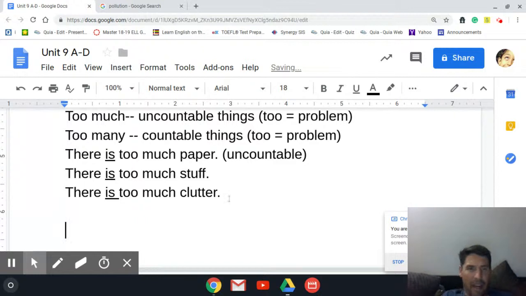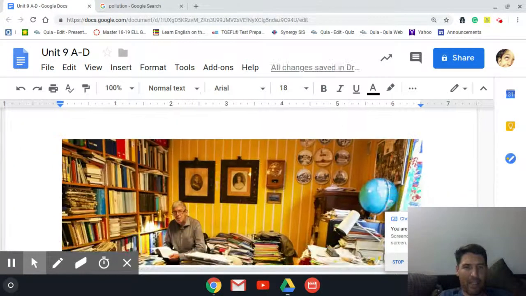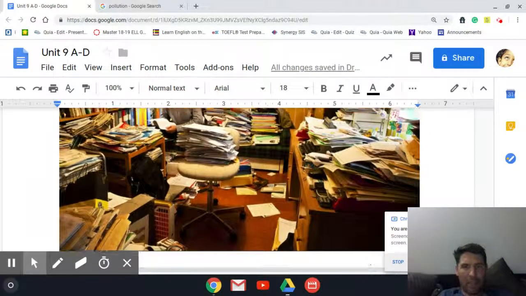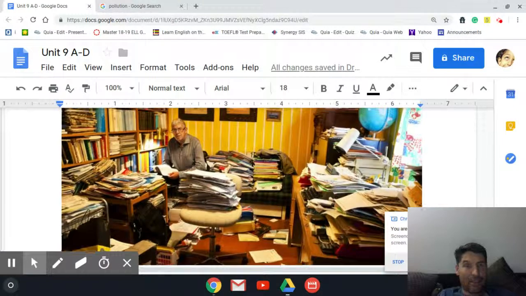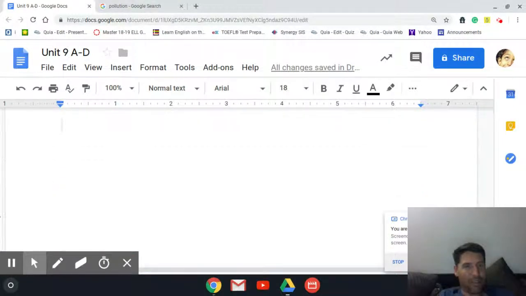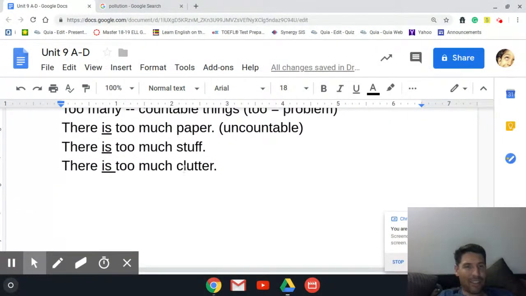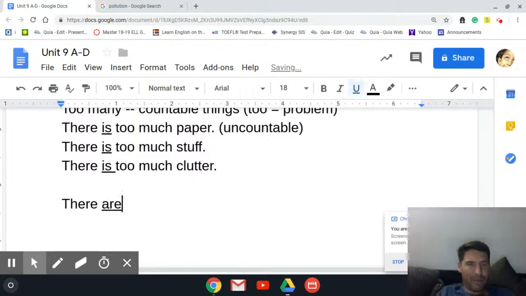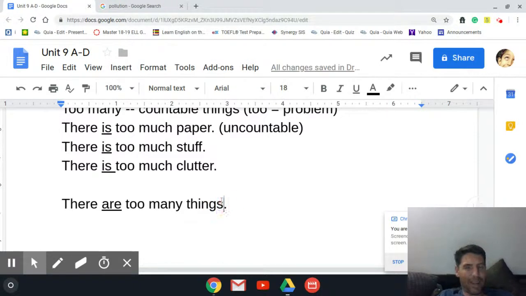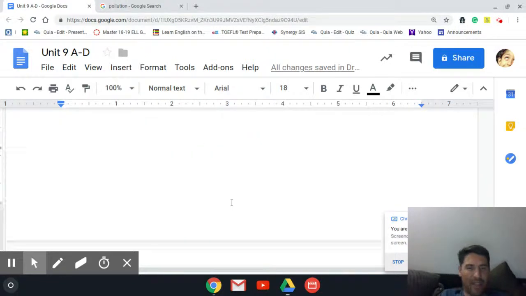Okay, for too many, so we can look at the same picture and say, well, there are too many things. Oh yeah, so things are just like stuff, right? So this is one of those instances where, okay, it ends with an S, it's countable, so we're going to use are, even though it means the same thing as stuff, okay?